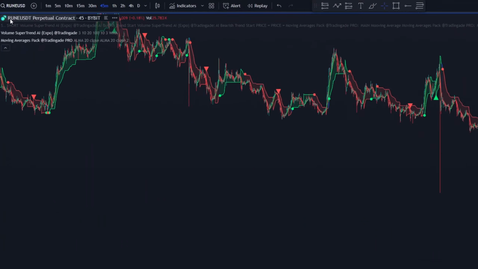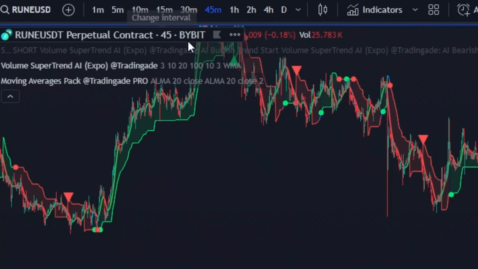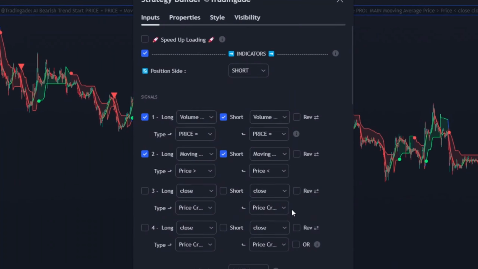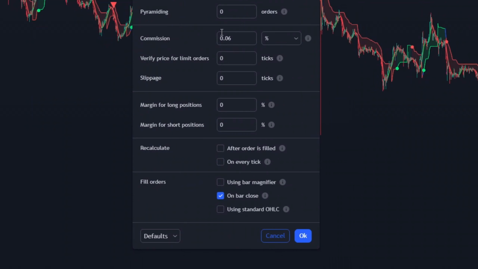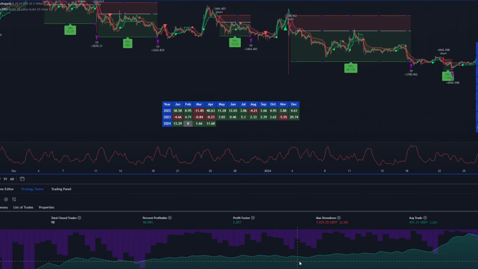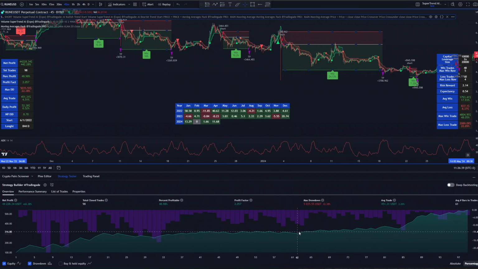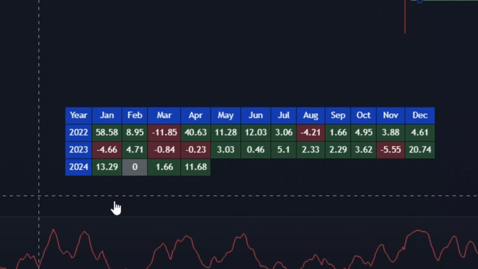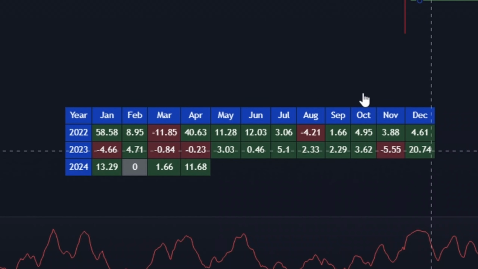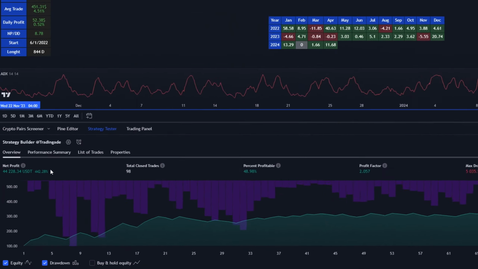We are here on a RUNE USDT 45 minutes time frame on Bybit exchange. We are going only short. Position size $10,000 with a fixed amount, 2x leverage and 0.06% commission. And as you can see guys, we have a really spectacular equity line. Monthly table shows absolutely good results. We have just 6 losing months, but the rest are mostly profitable.